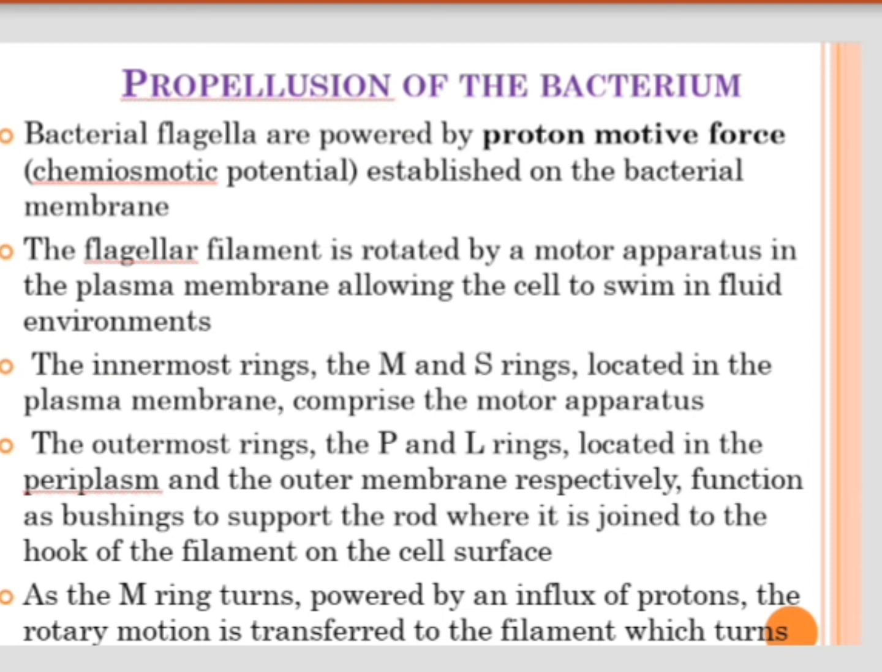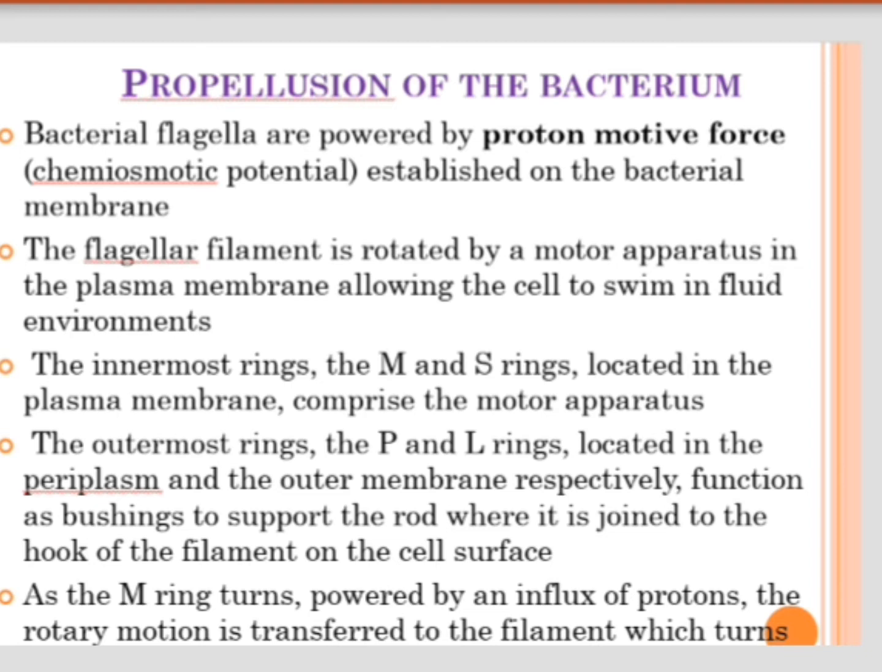So the flagellar filament is rotated by means of a motor apparatus. This motor apparatus is actually part of the basal body that is seen embedded in the cytoplasmic membrane. So the flagellar filament is rotated by means of a motor apparatus located in the plasma membrane. This motor apparatus allows the cell to swim in fluid environments.